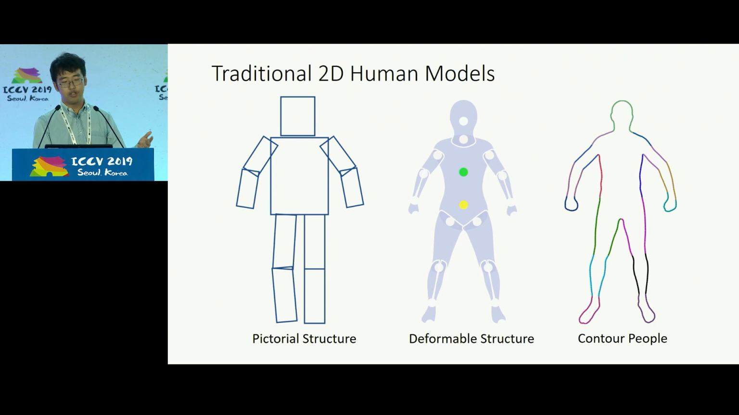In traditional 2D human models, pictorial structure uses articulated, rigid rectangles to represent human limbs, which mainly incorporates 2D pose, while deformable structure and contour people add additional parameters to describe human shape. These models are fitted to images with energy minimization.